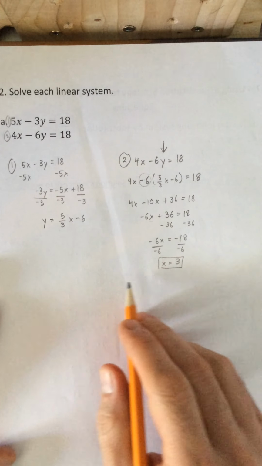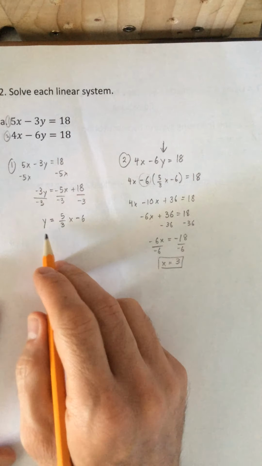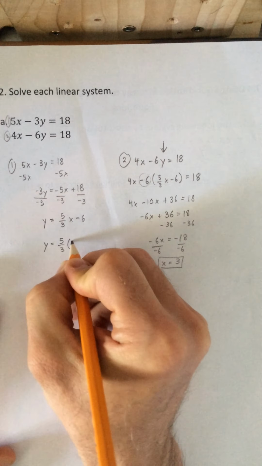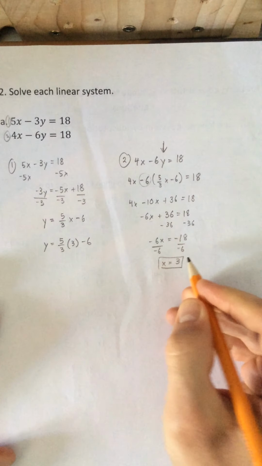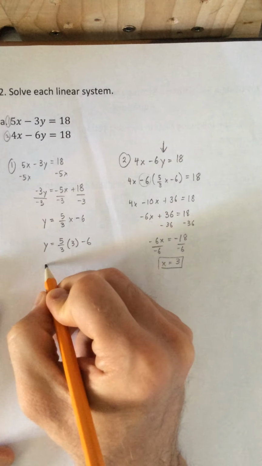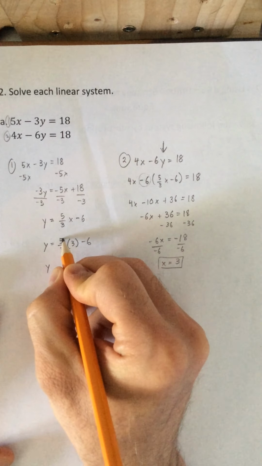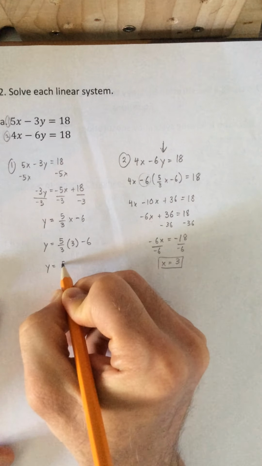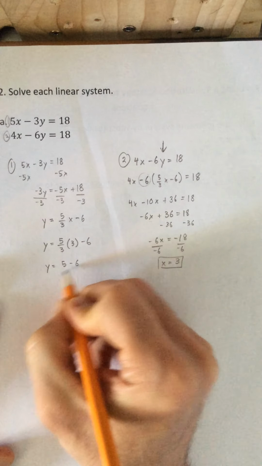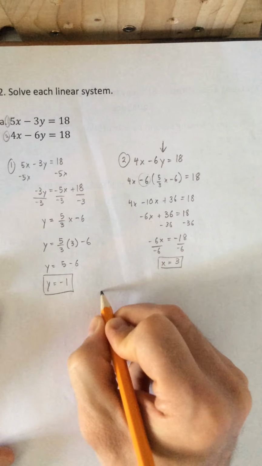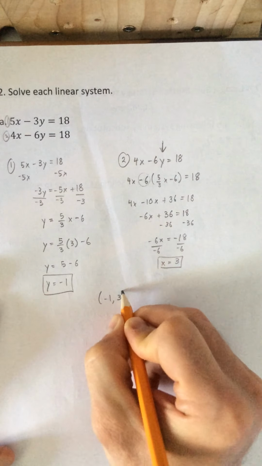Now to find the y, we would go back to this rearranged equation for y, and we'll substitute this in for x. So I'm replacing x in this equation with 3. 5 times 3 is 15. Divided by 3 is 5. So 5 minus 6, y is equal to negative 1. So the solution is this, negative 1 and 3.